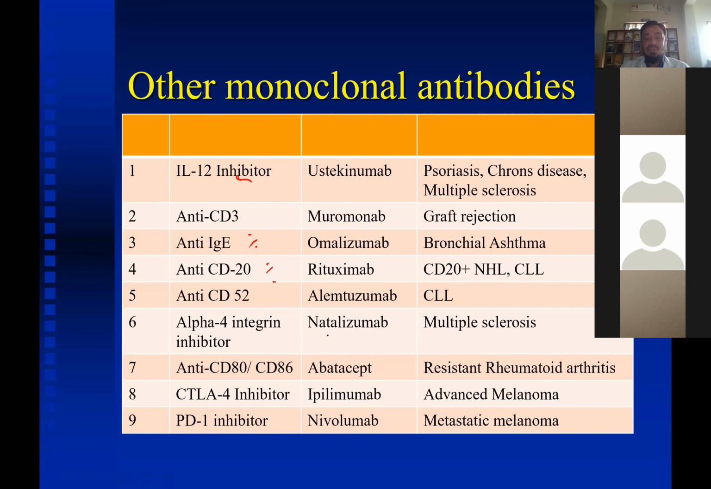Natalizumab is used in multiple sclerosis. It is an alpha 4 integrin inhibitor. This alpha 4 integrin helps in the attachment of the T cells. In multiple sclerosis, you may know that it is an autoimmune disorder, and the antibodies are targeted against the myelin basic protein.